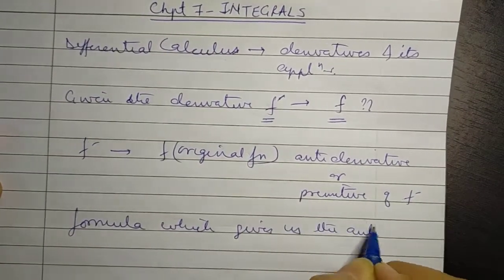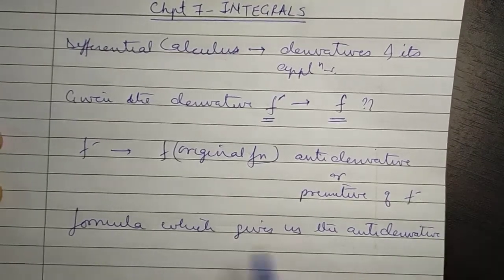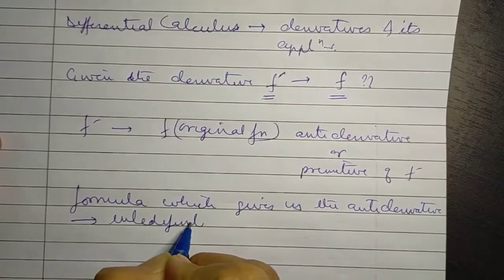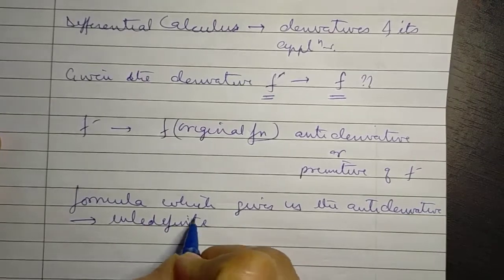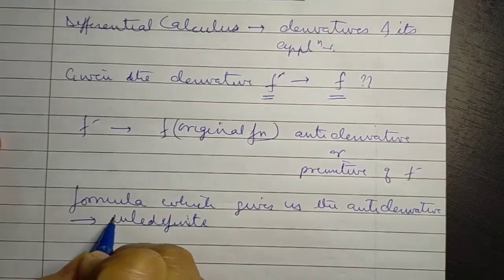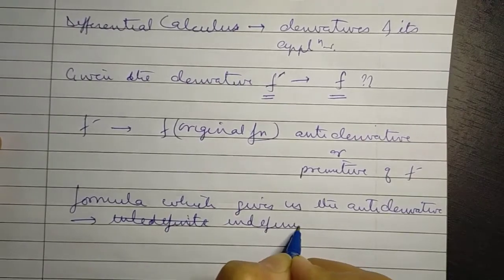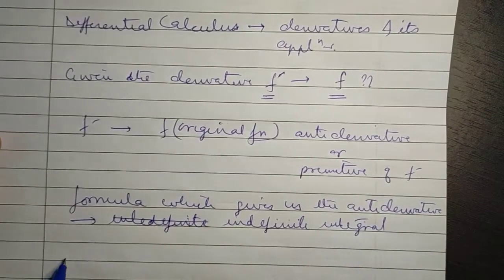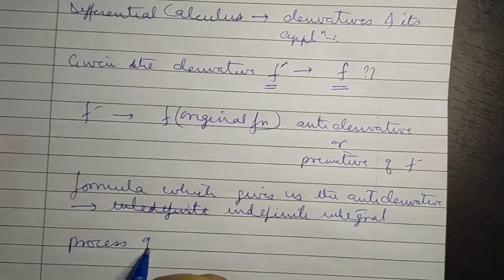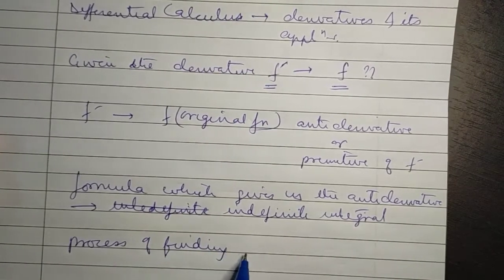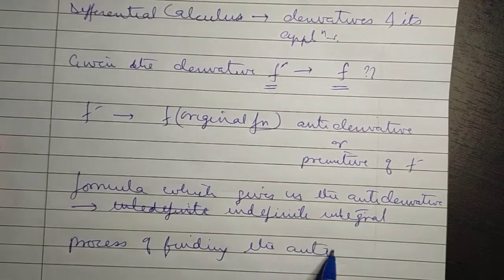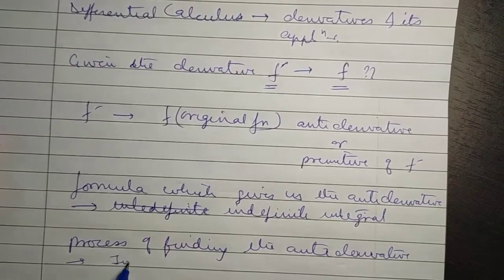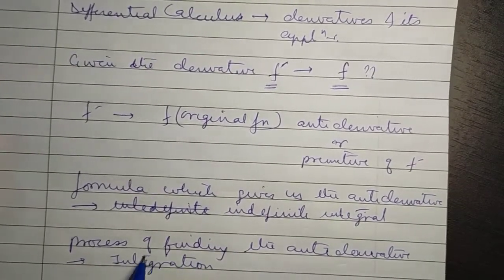The formula which gives us the antiderivative is called indefinite integral, whereas the process of finding the antiderivative is called integration. So I'll just quickly repeat.